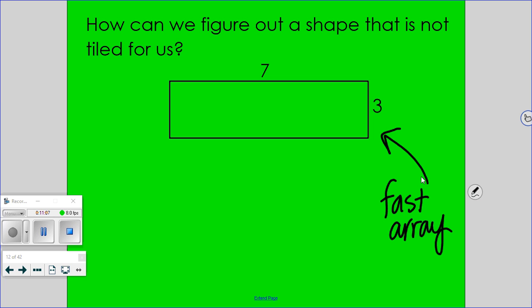So this is just telling us one row and one column. When we were first learning how to do arrays, we were not drawing in all of our boxes. We started doing just fast arrays. And then we figured out we didn't have to do any kind of array. But this is just a fast array. It tells us how many columns and how many rows. What would be my multiplication equation from that array? William? 7 by 3. I love that language, 7 by 3.